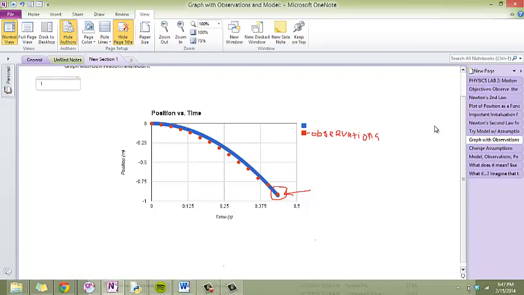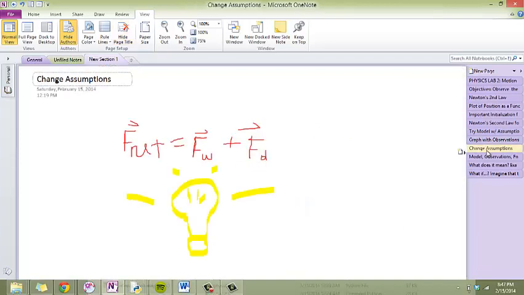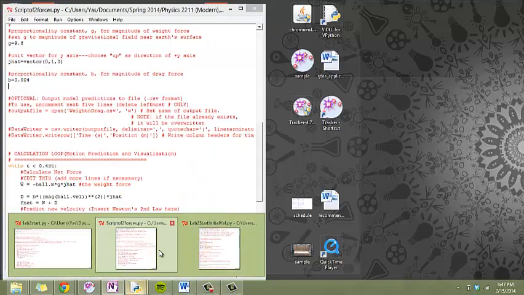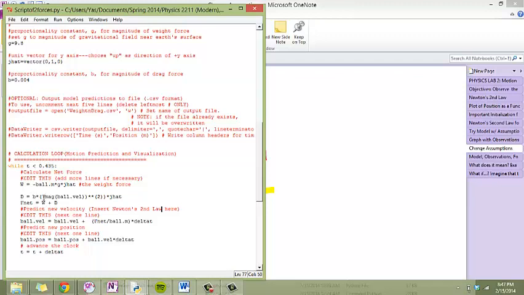Now for our second assumption. Let's say that there is a drag force acting with this force of weight. Maybe we can get a better observation and model correlation. The only change we really make to the script is that we're adding the drag force, which is proportional to the magnitude of velocity squared. To find the proportionality constant, it's just a guess and check method to find. Mine was 0.004 Newton second per meter.